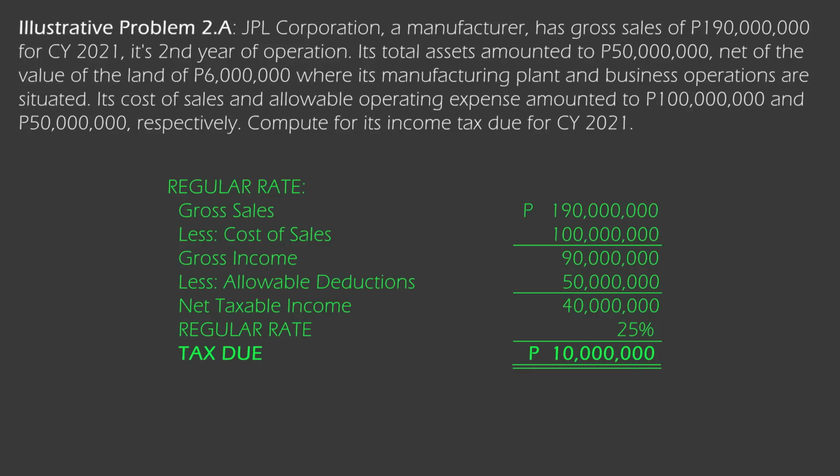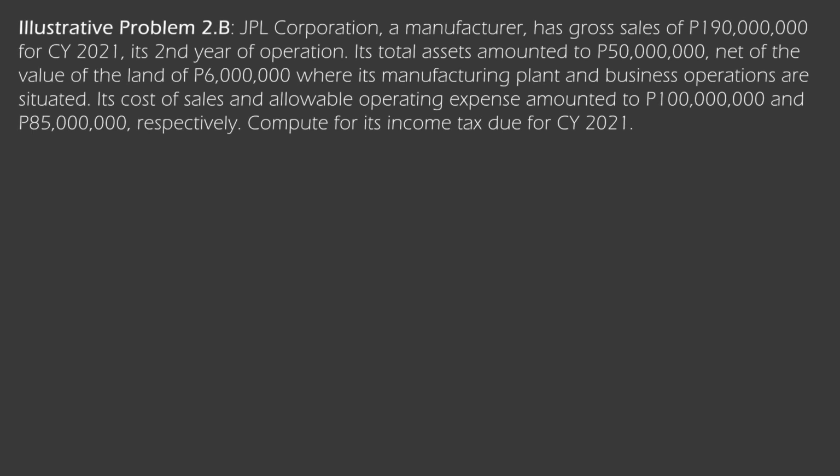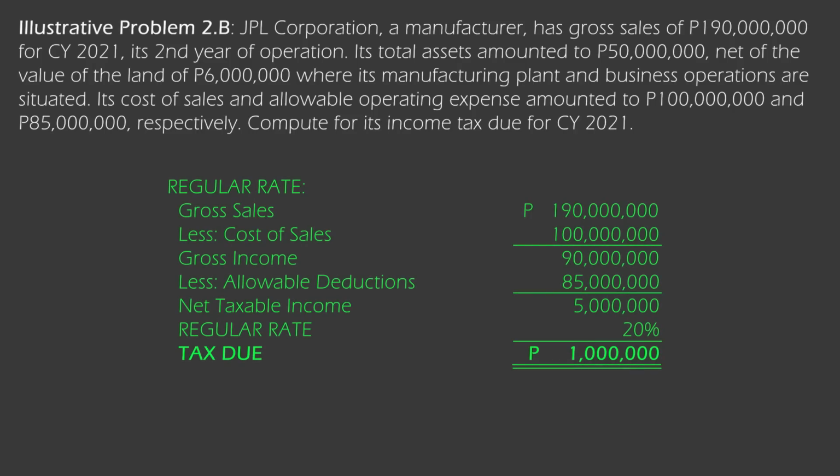Although the total assets net of the value of the land is less than 100 million, its net taxable income is above 5 million. Hence, the income tax rate is 25%, not subject to MCIT since it is in its 2nd year of operations. Given the same facts under illustration 2A, except for the allowable expenses, which amounted to 85 million, the net taxable income will be 5 million. With this, the income tax rate shall be 20% and the income tax due shall be 1 million. In both illustrations A and B, the MCIT shall not be applied since it is only the 2nd year of operation of the corporation.